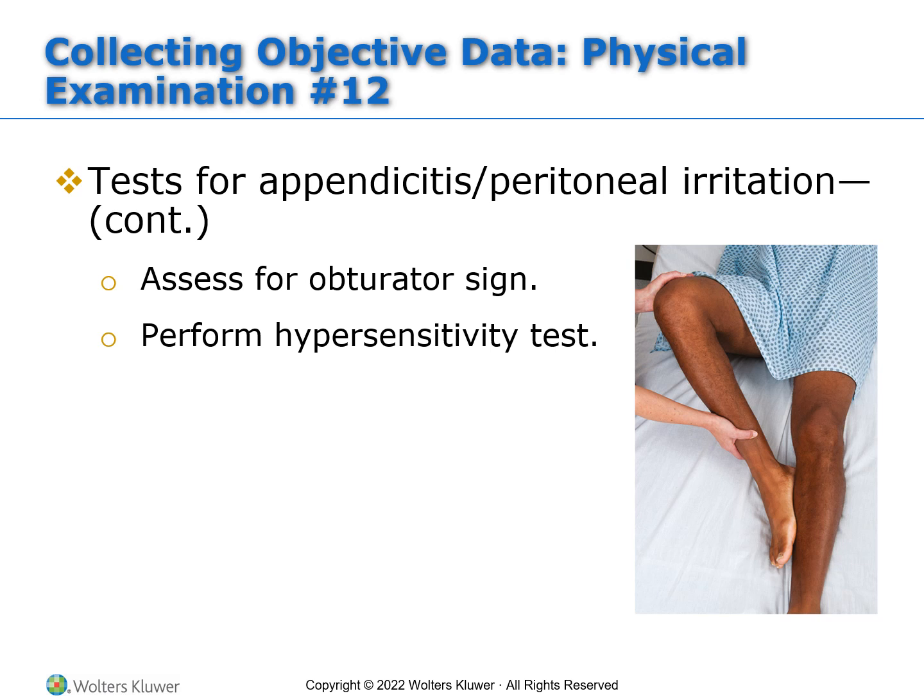We would also look for the obturator sign, which is pain in the right lower quadrant due to irritation of the obturator muscle. And this is done when we support the client's right knee and ankle, then flex the hip and knee and rotate the leg internally and externally. If they feel pain in the right lower quadrant, then that would be indicative of irritation of the obturator muscle due to appendicitis or perforated appendix.